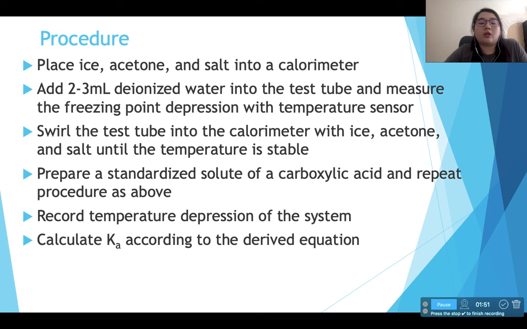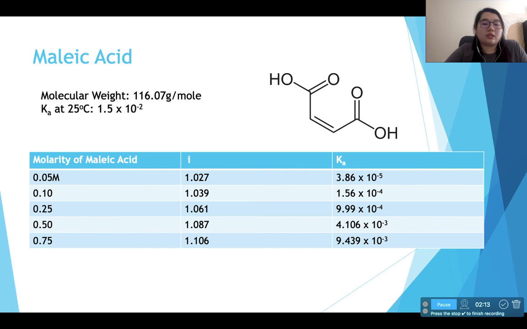Then we prepare each concentration of a carboxylic acid and repeat the procedure as described, substituting the acid solution for the water. Then we record the temperature depression and calculate the equilibrium constant of the acid, the Ka values, using the derived equations. Here is the end result using maleic acid as a carboxylic acid, and here is the ionization that is being calculated, and also the Ka values calculated at each concentration.